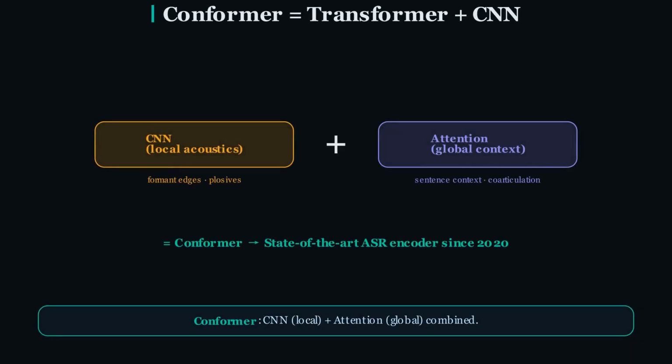The transformer excels at global context, linking distant sounds. CNNs are expert at local patterns, the shape of a consonant or formant. The conformer combines both in a single block, achieving state-of-the-art ASR.